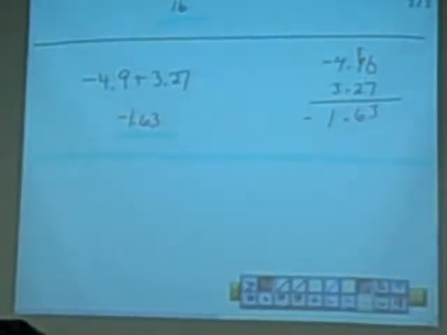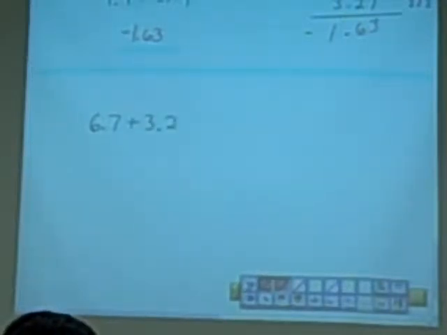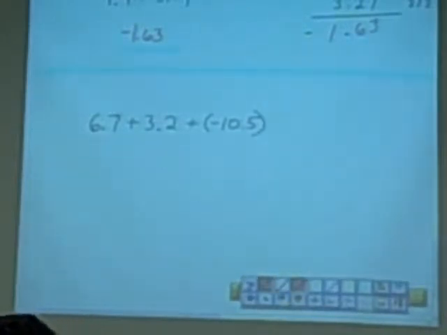Okay, so that's your answer. Alright, here we have 6.7 plus 3.2 plus a negative 10.5. Okay, so we're going to start with the first two. So off to the side, we're going to write 6.7 and 3.2. And what are we doing here? What operation? Adding, right. So we're going to add.